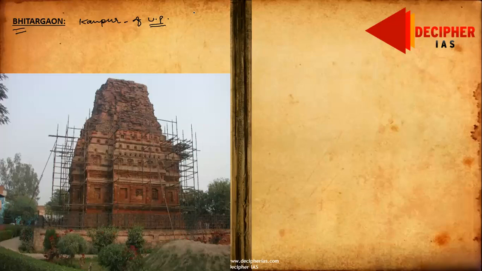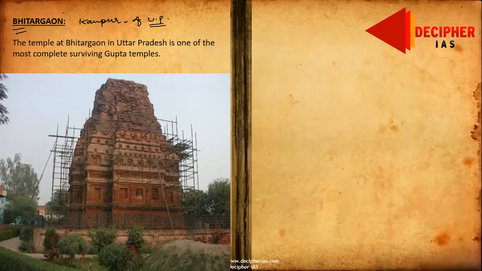The beautiful designs on the body of the temple show the artistic talent of the builders, who could mold the bricks in various forms. As you can see, the bricks are even given the curves of the second story, so they were molding the bricks as per their wishes. The temple in Bhitargaon, Uttar Pradesh is one of the most complete surviving Gupta temples you can see. It is a rare and early example of Hindu temples constructed entirely of bricks, dating to almost the 5th century.